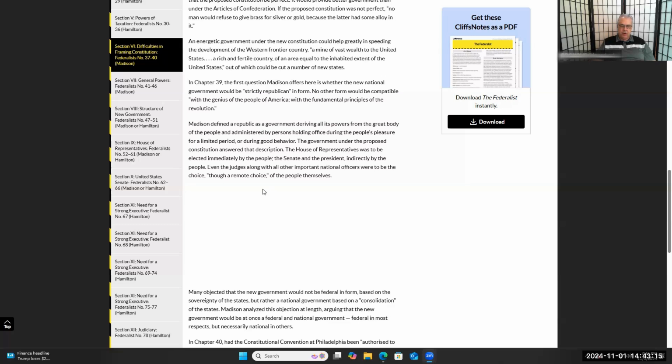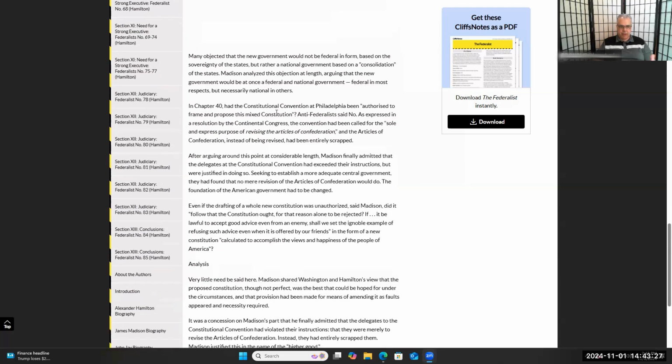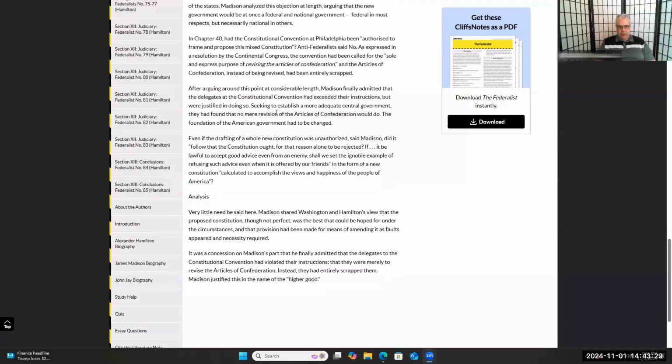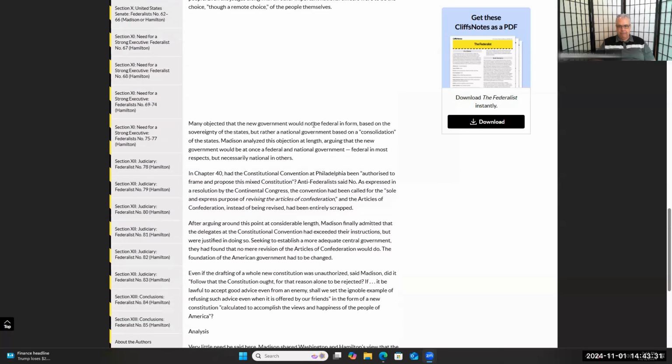And then after that is the structure. You've got the four entities. You've got the House, you've got the Senate, you've got the executive, and you've got the judiciary, right? And we'll pretty much finish up on those four entities. Okay, you can see down here, we've got after the judiciary, the conclusion.